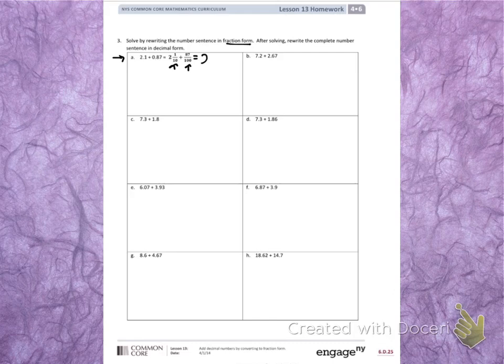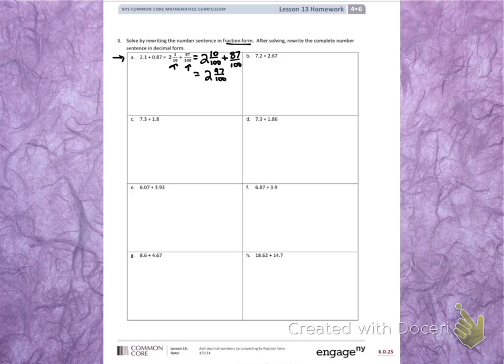We need to get like units, so 2 1/10 is 2 and 10 hundredths. And we're going to add that to 87 hundredths. I'm not going to do any number bond breaking down here because 10 plus 87 is 97. So we're getting 2 and 97 hundredths.